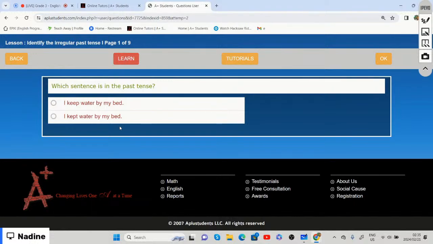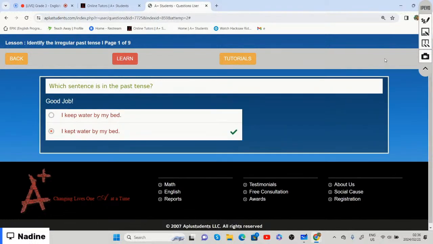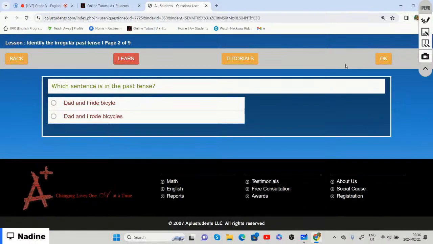All right. And if we choose the correct option, then we will say it's the second one, because keep is in the present tense. And in the past, I kept water by my bed. So well done, everybody. Kept is correct.